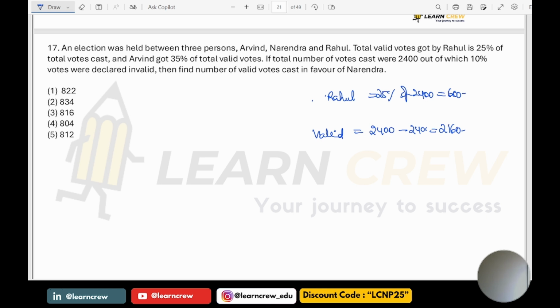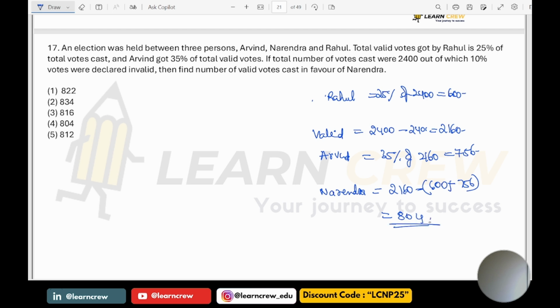And it is given that Arvind got 35% of valid votes. So total valid votes cast in favor of Arvind is 35% of 2160, which is 756. So for the remaining, Mr. Narendra, total valid votes 2160, out of them for Rahul 600 and for Arvind 756, the remaining 804 are for Narendra. So the answer is 4.